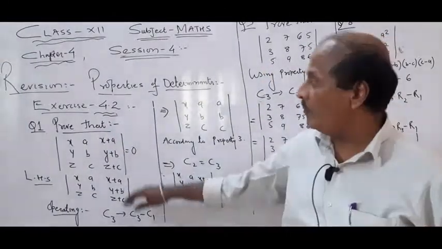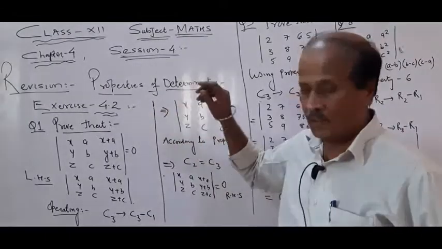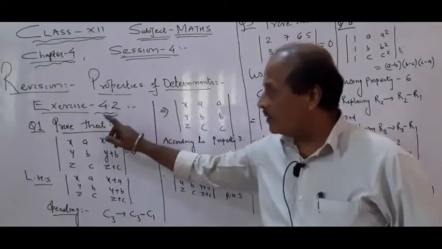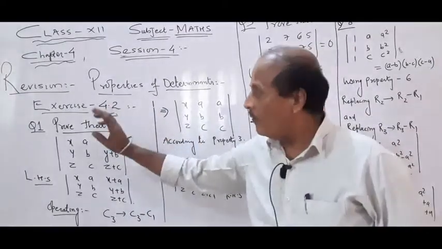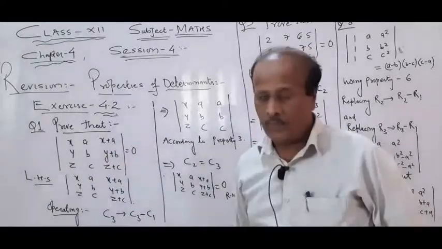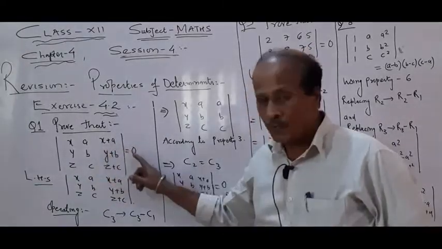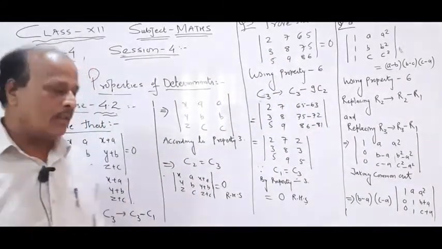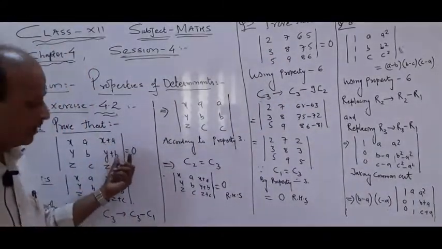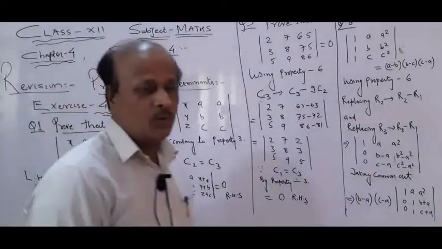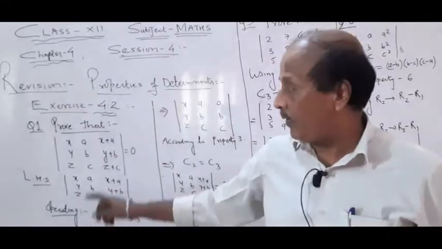Just to tell you how to use properties of a determinant. Today we are going to do 2-3 questions of such type. So what is exercise 4.2? What is question number 1? They say that there is one determinant given and they are asking you to prove its value equal to 0. 99% if any determinant is asked to be proved 0, then usually we use that property number 3.